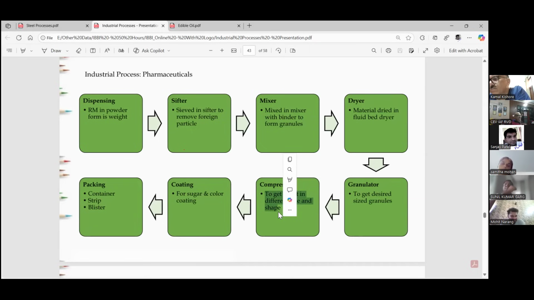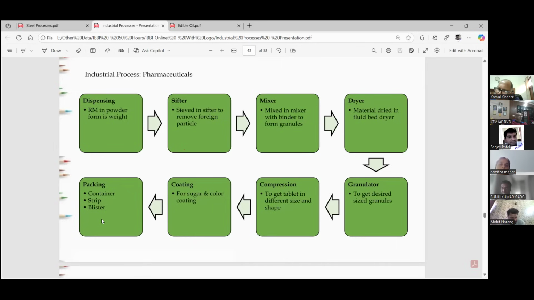Compression machine: we compress the granules in the die. So it will take the shape and size of the die compression. So tablets are made. Again, these tablets go for the coating purpose. If any specific coating is required, then it goes to the coating machines. And after the coating machines, it goes to the packing section. That may be container packing, strip packing, or blister packing.